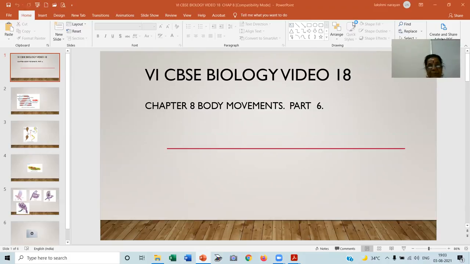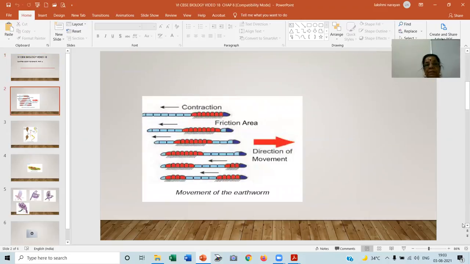So this one, second figure, what is given, it is movement in earthworm. We have learnt movement in earthworm as it is formed of longitudinal and circular muscles and it has bristle-like body setae which get the grip of the soil. So this in detail we will study with reference to textbook. And then this is for movement in earthworm.